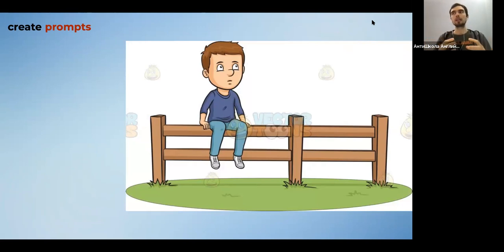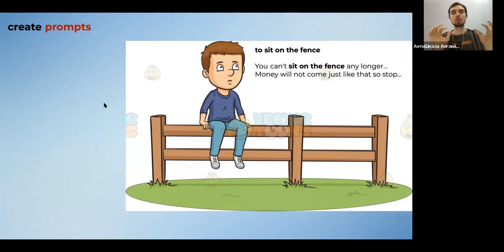You have some vocabulary and you try to find some illustrations, some pictures, making some screenshots in the presentation that illustrate the word. In this case, we have to sit on a fence. The picture is really direct, but still, just to make it fun. And I add some already prepared prompts for students to continue and add to an already existing beginning.